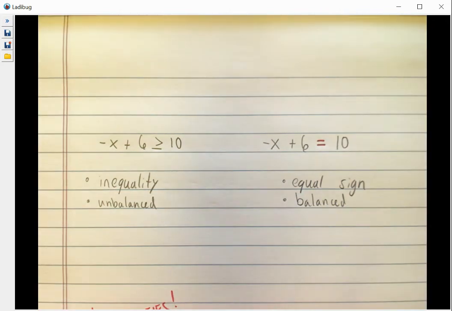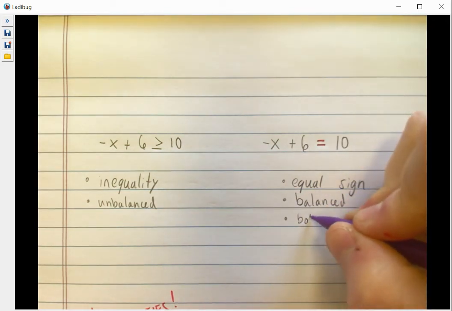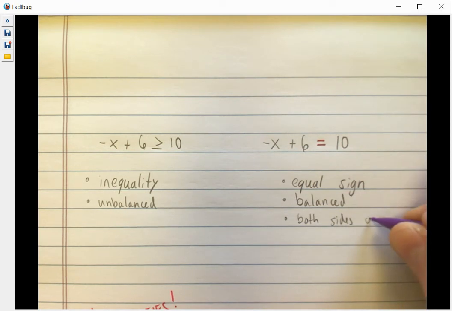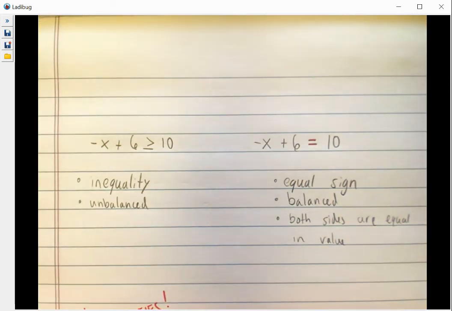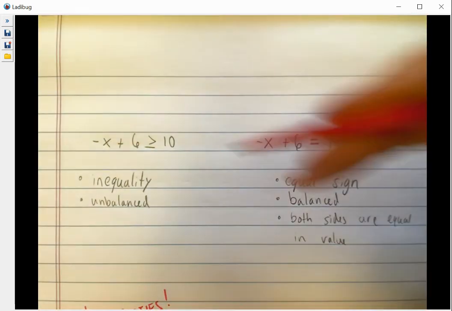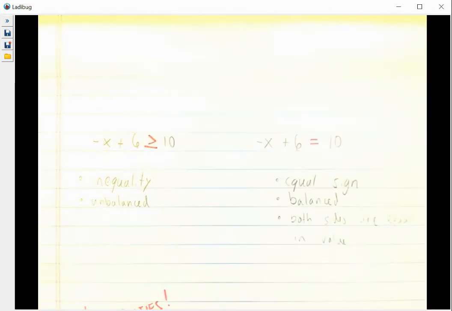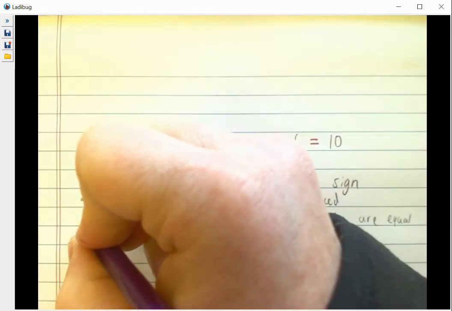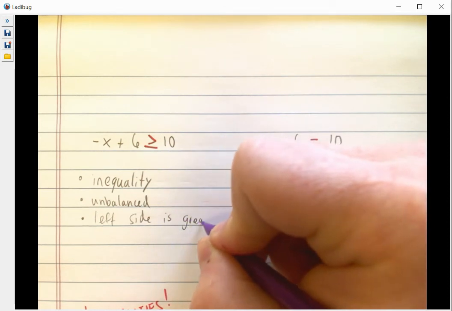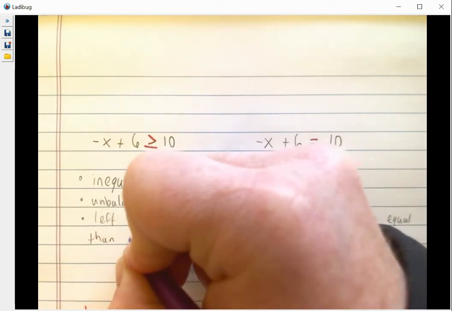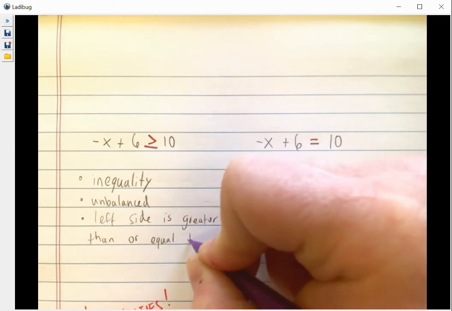here, the values are the same. So both sides are equal in value. You could call it 10, you could call it negative x plus 6. These are the same value. They're equal in value. However, on this side, the left-hand side is greater than or equal to the right-hand side of 10. So whatever this represents, the left side is greater than or equal to the right.